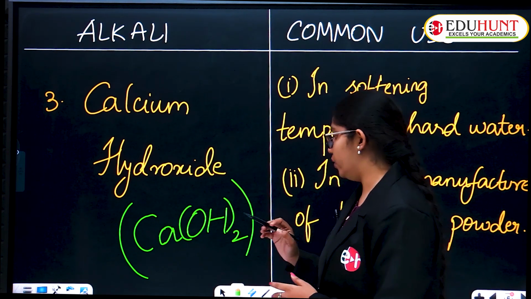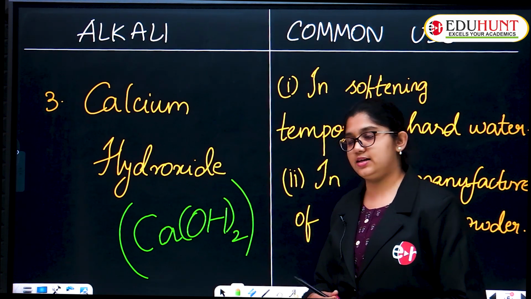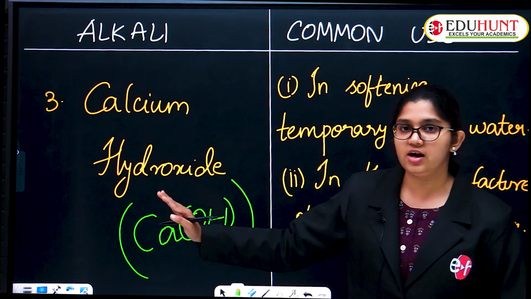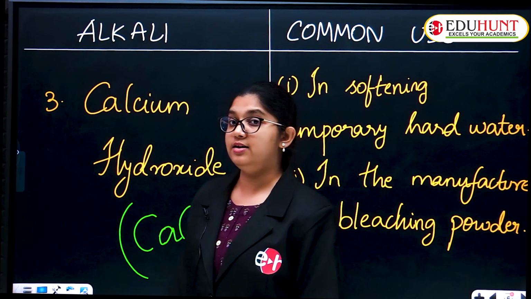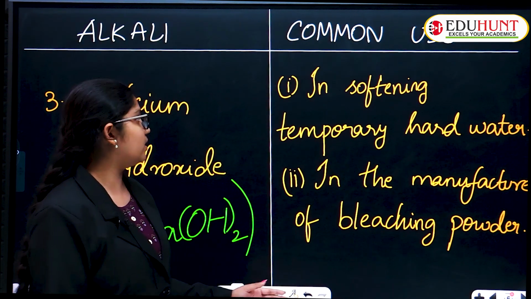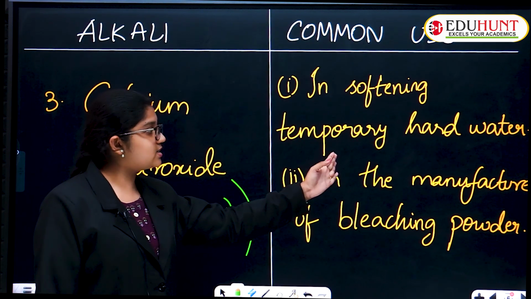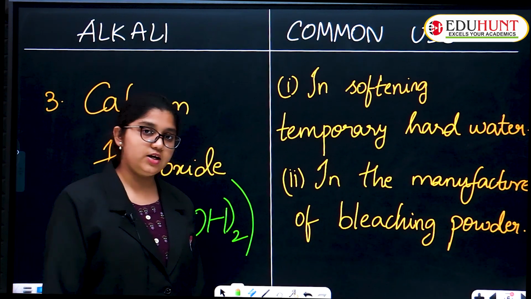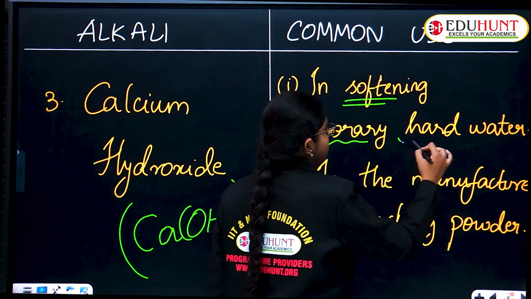You have to read out twice, okay? CaOH twice. This is the chemical formula for calcium hydroxide. Now coming to the uses, we have two uses regarding calcium hydroxide. Let's see what they are one by one. First one, it is used in softening temporary hard water.